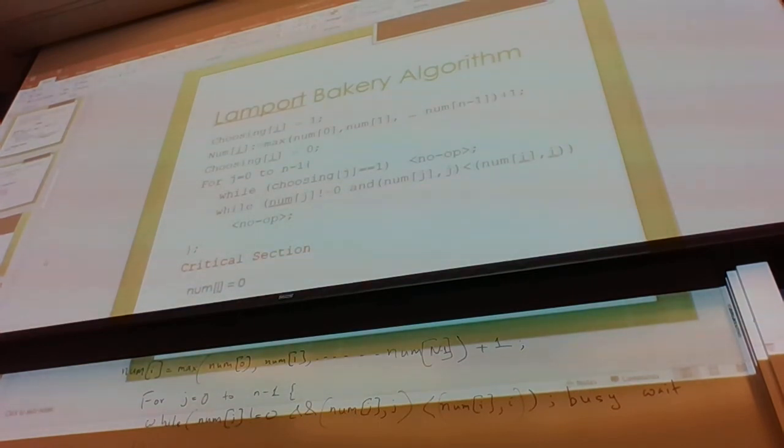Yes. I think if num j does not equal 0, it's checking whether the other process wants to execute. So if we have two processes and one of them says that they don't want to execute and then they change their mind and want to execute after we pass a while condition, then we have two processes. So what is the example here? Give me an example.